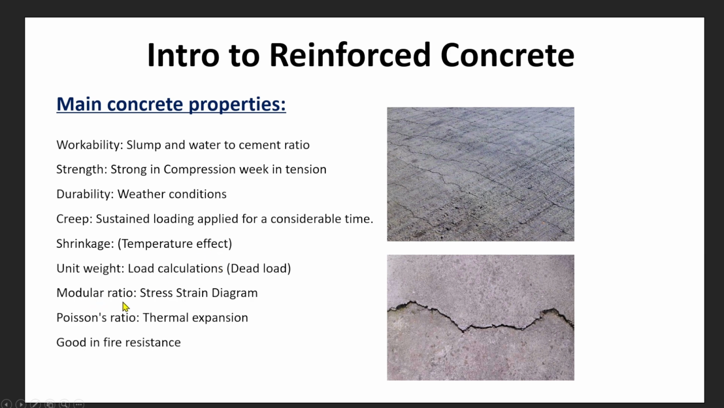The modular ratio, or it is called the modulus of elasticity. It is related to the stress strain diagram, okay, of the steel and the concrete. The Poisson's ratio is a very important property in thermal expansion, to understand how the concrete will work when there is thermal expansion. And an advantage of concrete is that it is good in fire resistance, rather than the steel bars, which are not good in fire resistance.